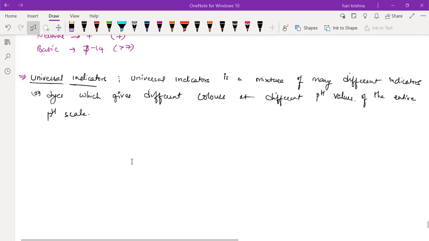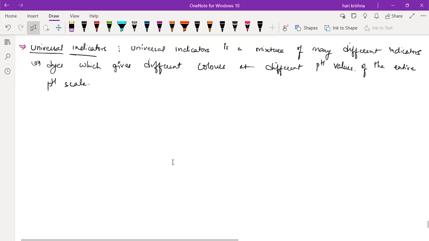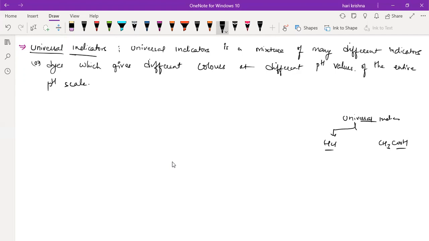Suppose you have taken the universal indicator and placed it in hydrochloric acid. We know hydrochloric acid is a strong acid, so you'll get the red color. We have taken the HCl and we have taken the acetic acid. Both are acids or not? Now we place the universal indicator here, and the same universal indicator also here. It will show red color here. This will show orange color.